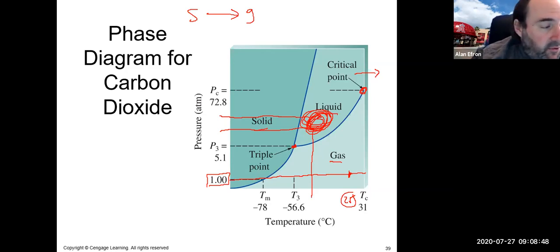But again, under normal conditions, that won't happen, because under normal conditions we're hanging out right about here, where we would see dry ice going into the gas phase. And at normal pressure, there's nowhere along this normal pressure line where the dry ice would go into the liquid phase. Any questions on that?